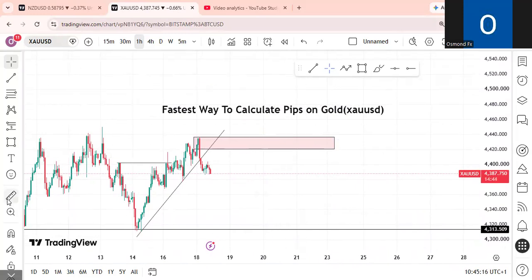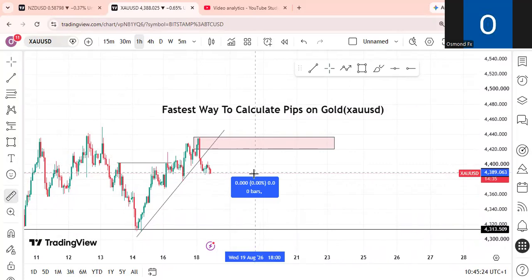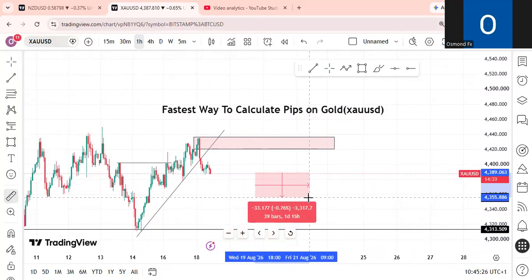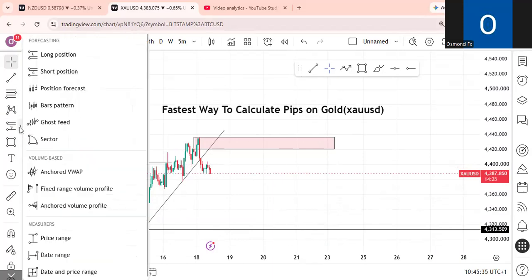And I'm also going to show you how to calculate it with this measure tool that is here. So this measure tool, you can calculate your pips with it, just by looking at these figures here. And I'm also going to show you how to calculate it with this tool here. The short position tool is for selling, and the long position tool is for buying.